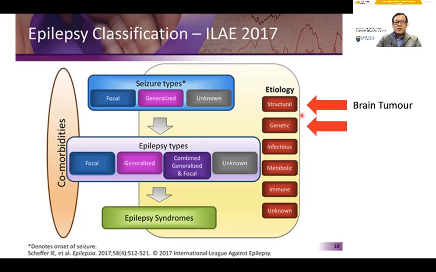Second is the genetic cause. If someone has genetic epilepsy, then the diagnosis is also likely epilepsy rather than just acute symptomatic seizures.